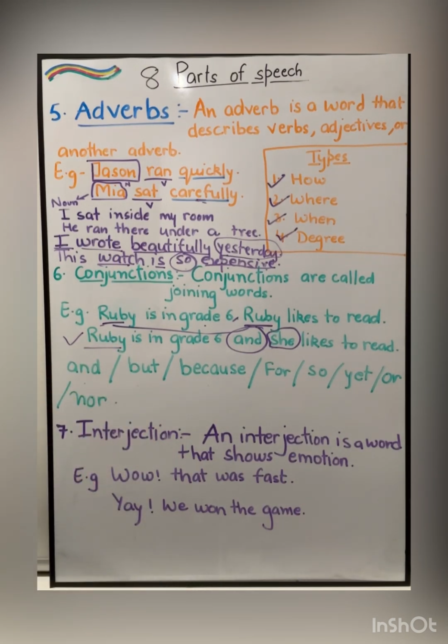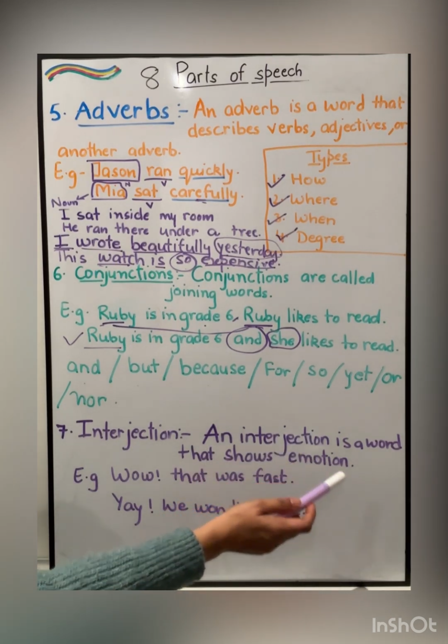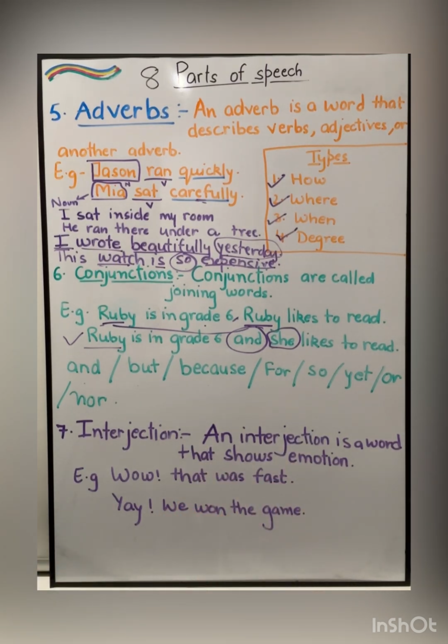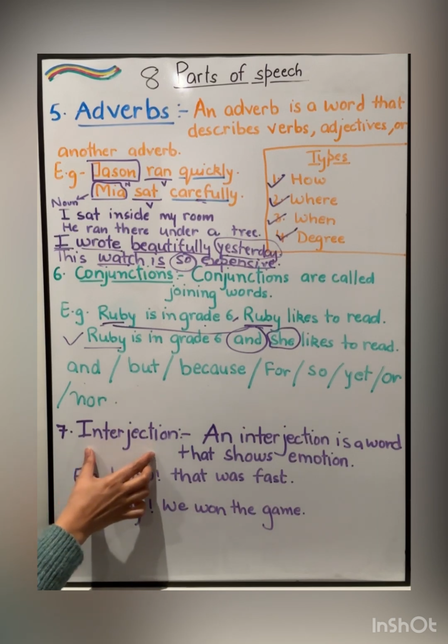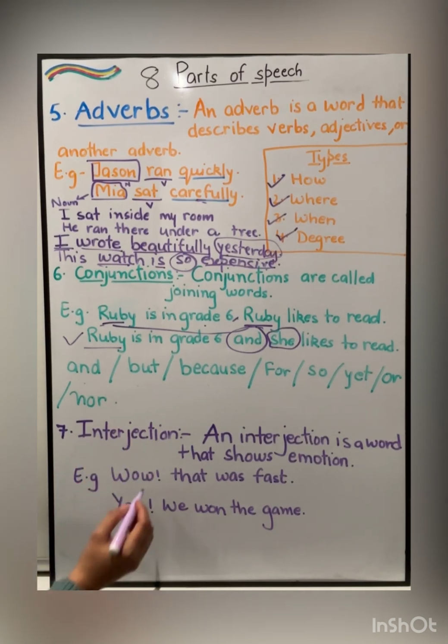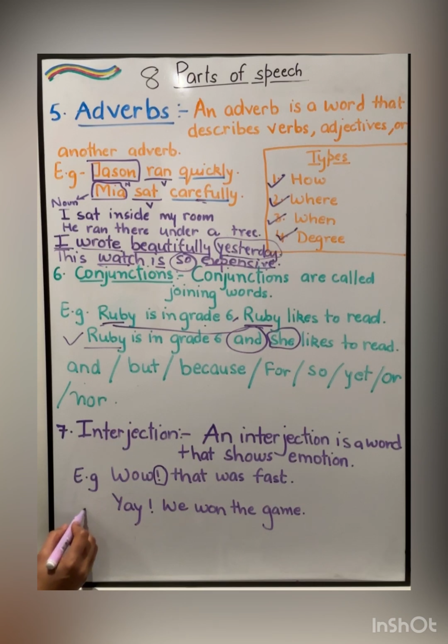The seventh one is an interjection. An interjection is a word that shows an emotion. For example, you're very excited, or you're very sad, or you're very happy. You're going to use a word, for example, wow, yay, yahoo, oh, I'm tired. These are the words that are called interjections, and whenever we use interjections, we always use a sign of exclamation. This is called a sign of exclamation. When I make a video on punctuation marks, I will describe where and when to use that.